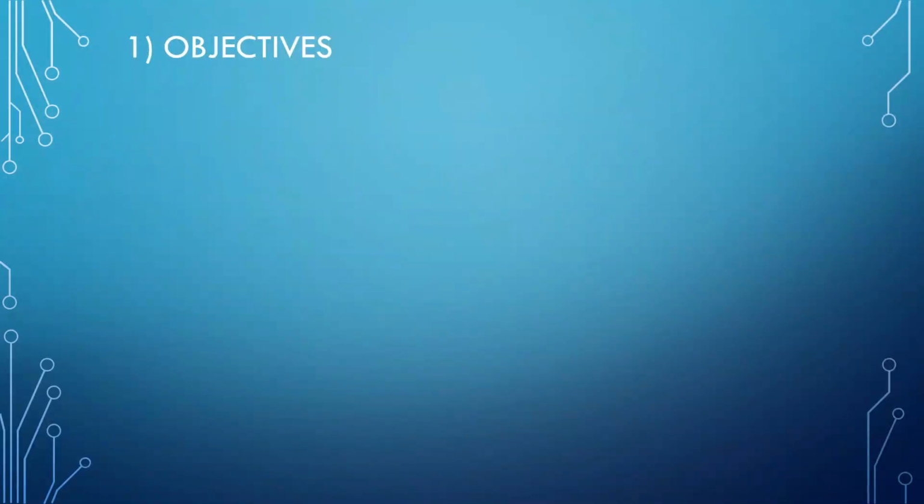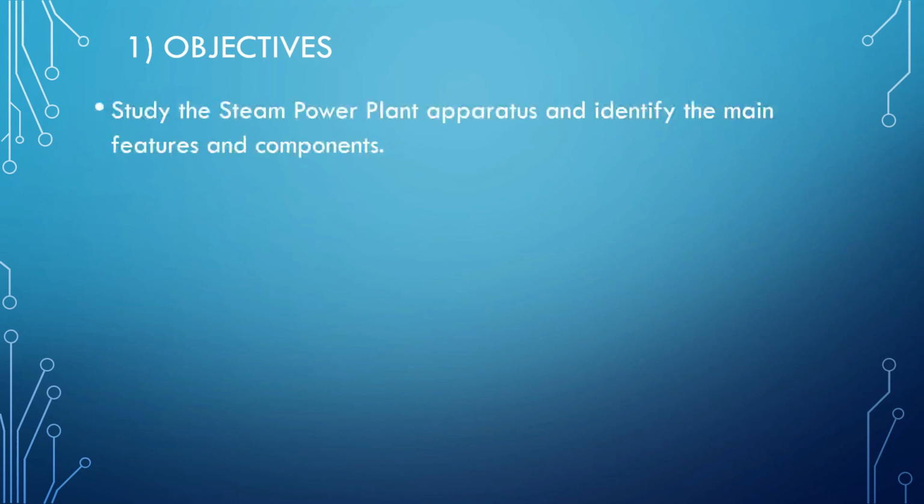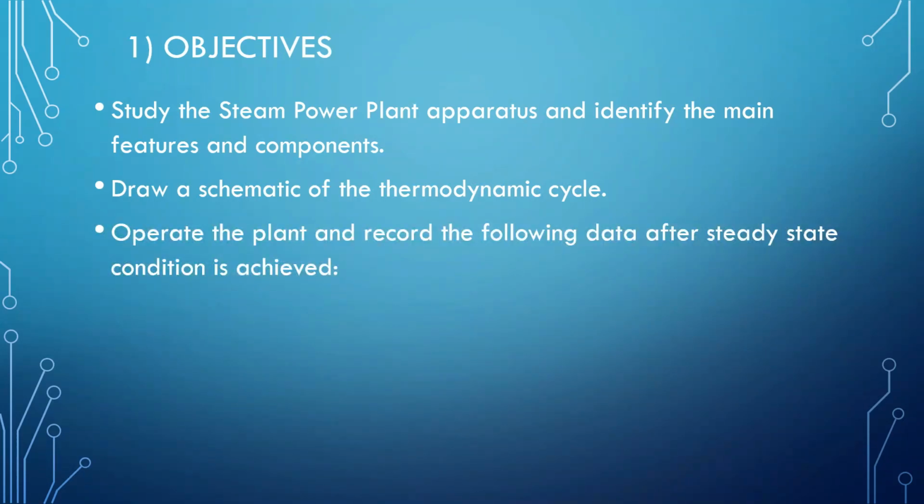Now on page 2 of your lab scripts, you would notice that there are 3 main objectives. The first is to study the steam power plant apparatus and identify the main features and components. The second is to draw a schematic of the thermodynamic cycle. And the third, we want to operate the plant and record the following data after steady state condition is achieved. Now steady state means that all the variables are constant in time.